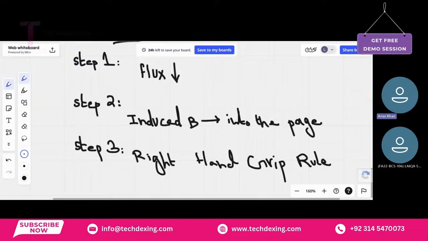Into the page, so they're curling anti-clockwise. No, you have to use your right hand. Your thumb will be pointed... I think the flux is moving downwards, right?